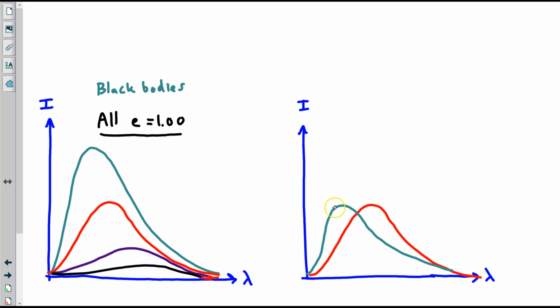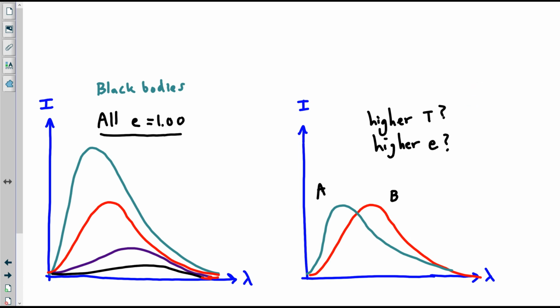So what can you tell when you compare the two curves? Let's call the one on the left A and the one on the right B. Which one has a higher temperature? Which one has a higher emissivity? Take a moment, pause the video, and answer this question.